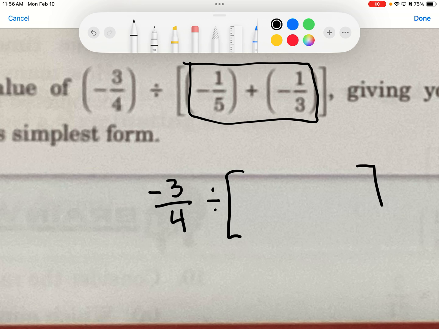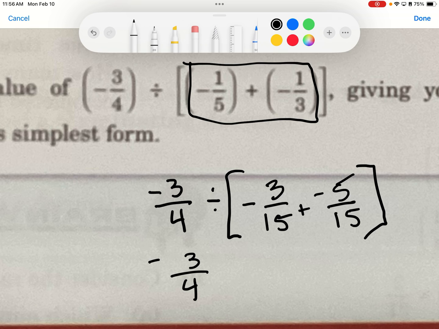So what are we going to do, Micah? The least common multiple between 3 and 5 is 15, right? So we're going to put 15 on the bottom of both, plus negative. What do we do to 5 to get to 15? We multiply by 3. What did we do to 3 to get to 15? We multiply by 5.